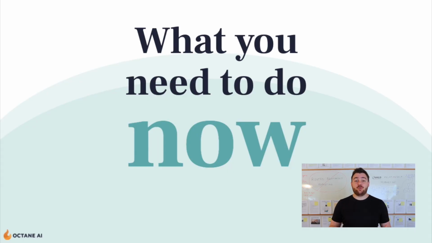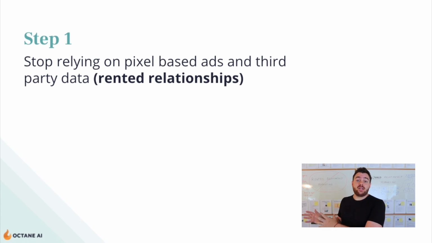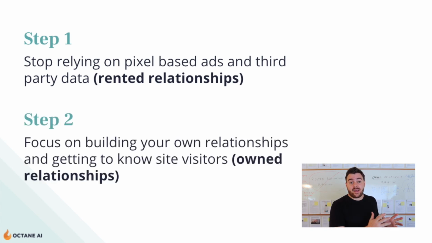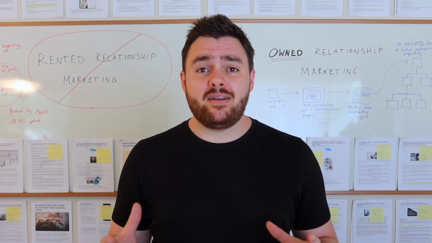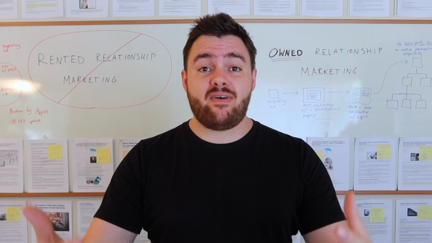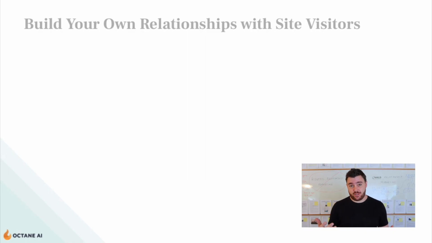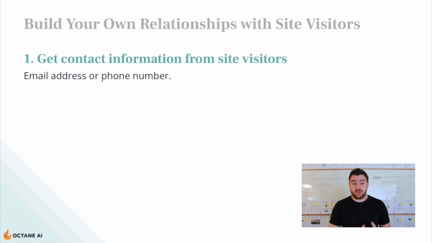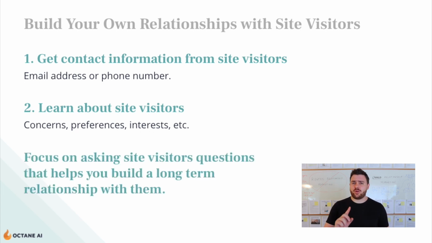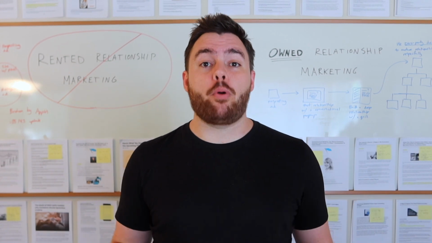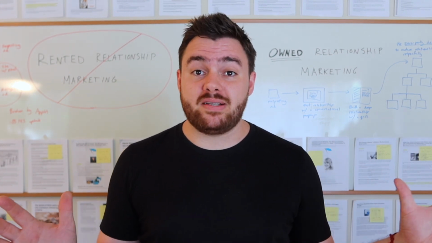And so what you need to be doing, and this is what a lot of brands are starting to realize, is you need to move away from relying on retargeting ads and third-party data and instead rely on owned relationship marketing. So you need to take every site visitor who comes to your website and do everything you can to, as quickly as possible, provide them enough value that you can build your own relationship with them. So you need to get as much contact information as possible, and you need to learn about these people visiting your website as much as possible. So why are they there? What are their concerns? What are their interests? What are their preferences? And this is actually called zero-party data, and it is the new lifeblood of how your business needs to operate.